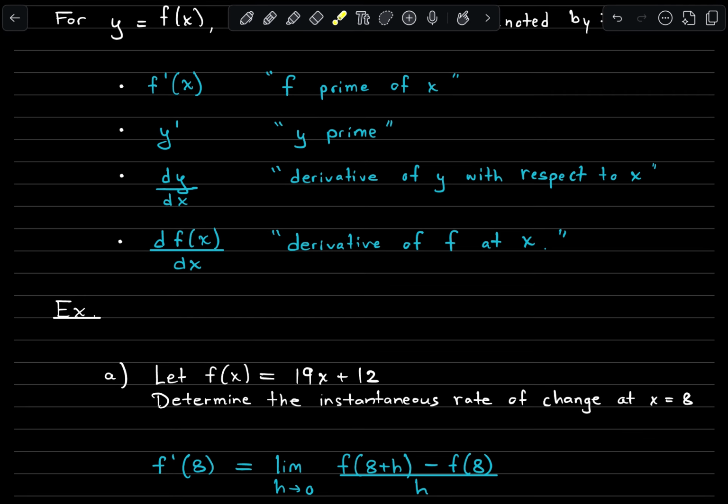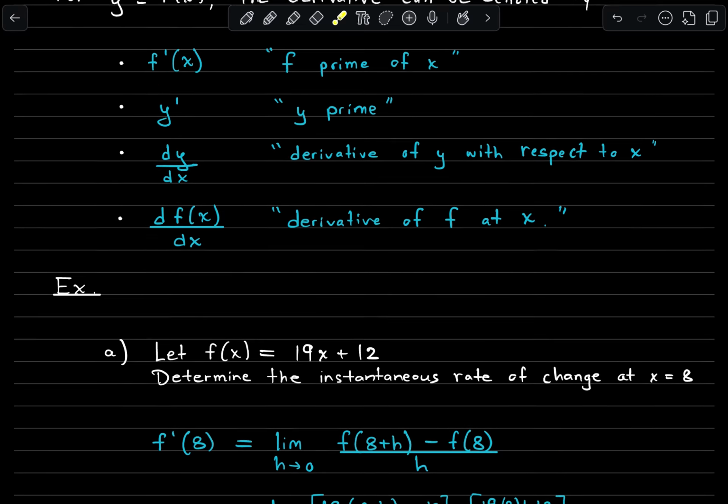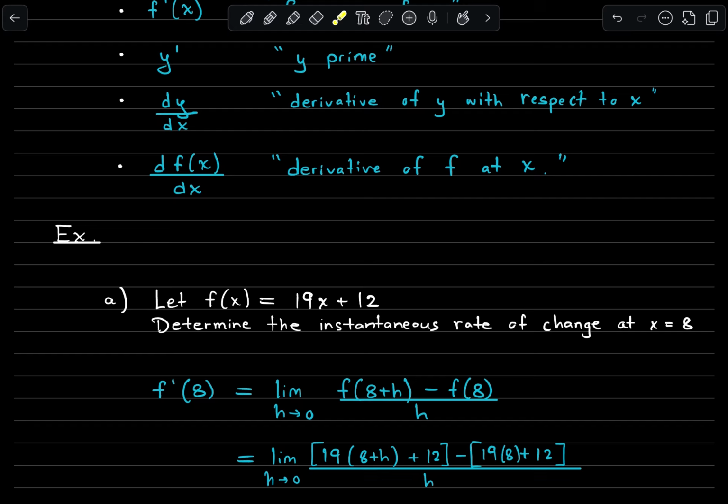So we start off with our limit definition, and in place of a, we can just put in 8. So we have f prime of 8 is equal to the limit as h approaches 0 of f of 8 plus h minus f of 8 over h. We go ahead and substitute both of these into our original function, where x is. So we get 19 times (8 plus h) plus 12. And then for the second one, f of 8, we're just plugging in 8 into the function.